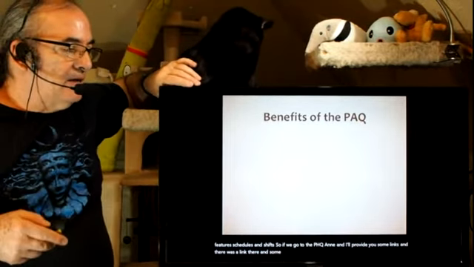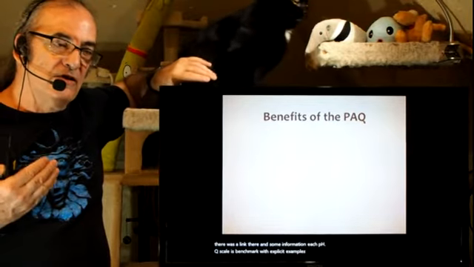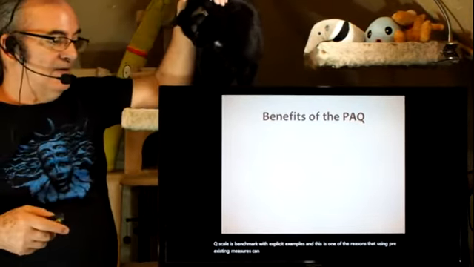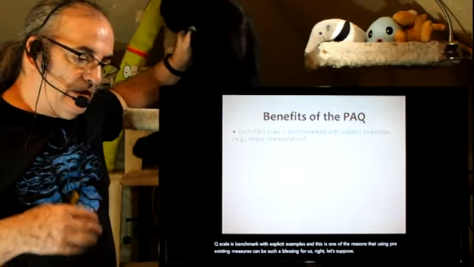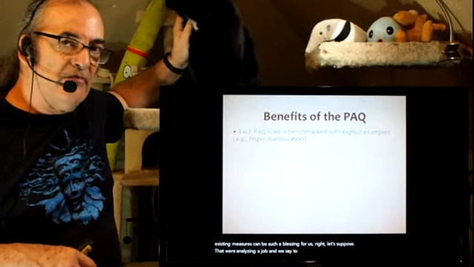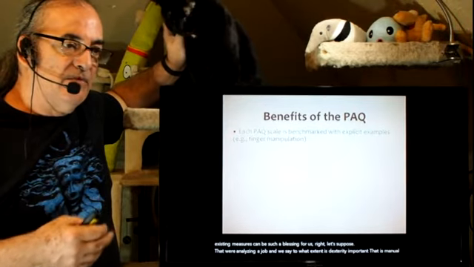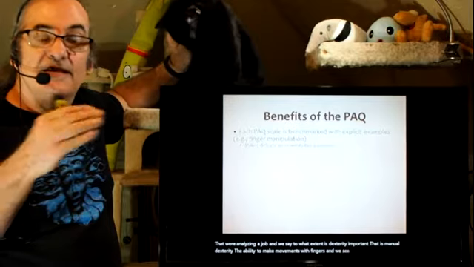Each PAQ scale is benchmarked with explicit examples, and this is one of the reasons that using pre-existing measures can be such a blessing for us. Let's suppose that we're analyzing a job and we say, well, to what extent is dexterity important? That is manual dexterity, the ability to make movements with the fingers. And this is the job analysis.